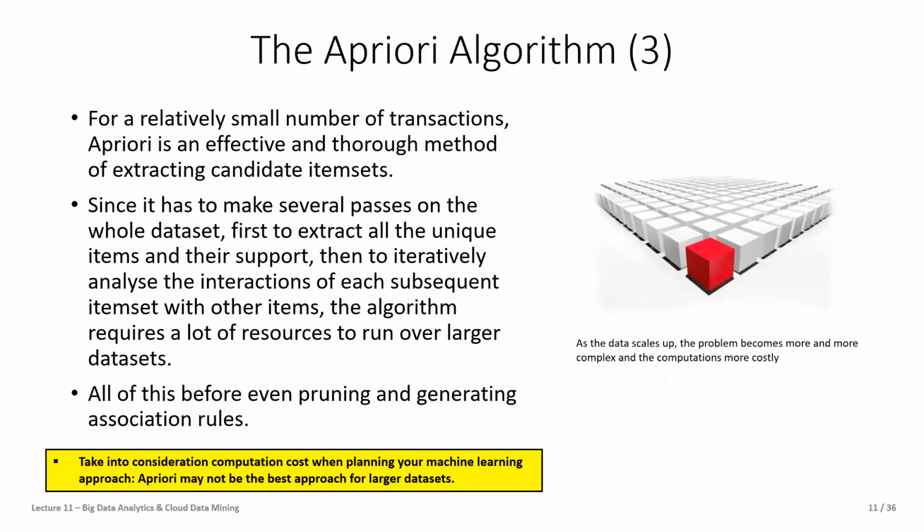So here we get to the problem with Apriori. And I already talked about this, which is that scaling up becomes very problematic. Because if you have to go through the list over and over and over again, that's going to be very computationally expensive.